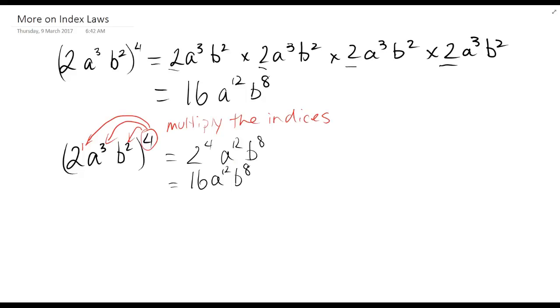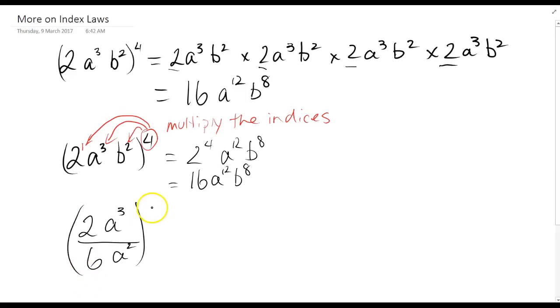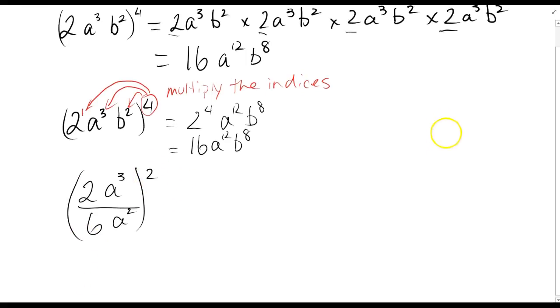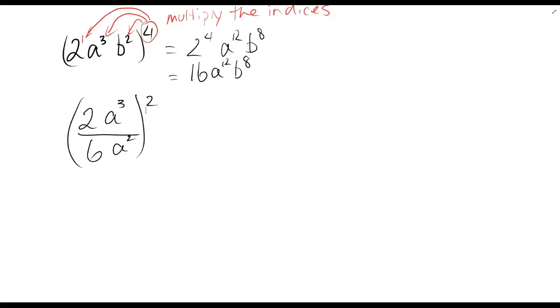So that's the method that we're going to use for things that we're multiplying, but we can also use it for questions where there is a division. So let's have a look at if I had 2a cubed divided by 6a squared, and put that all in brackets, and I'm going to square the whole lot. So when I look at a question like this, we again could do the same thing that we did before and write it in expanded form, but I'm going to go straight to applying the rule and see if you can follow through with me what I'm doing.